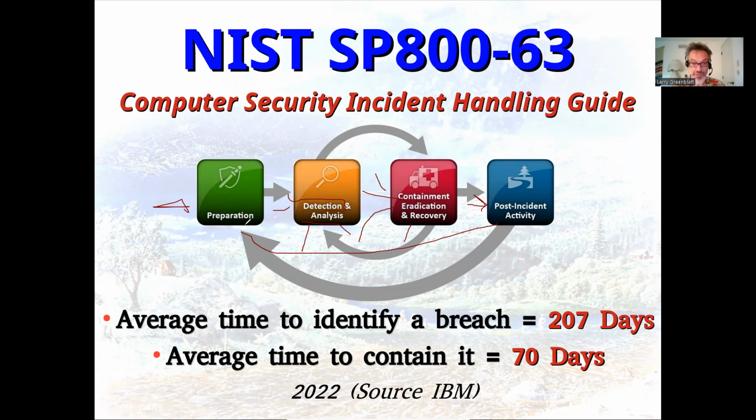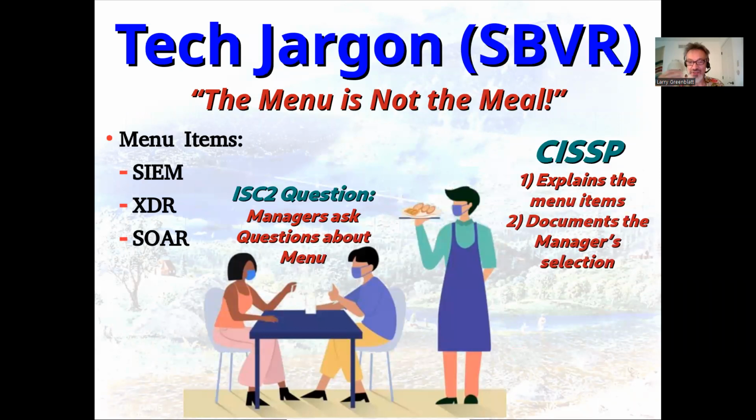But in reality, the average time to detect a breach in 2022, according to IBM, was 207 days. And it was another 70 days to contain it. So let's automate this and see if we can reduce that time, right? That's the whole point.